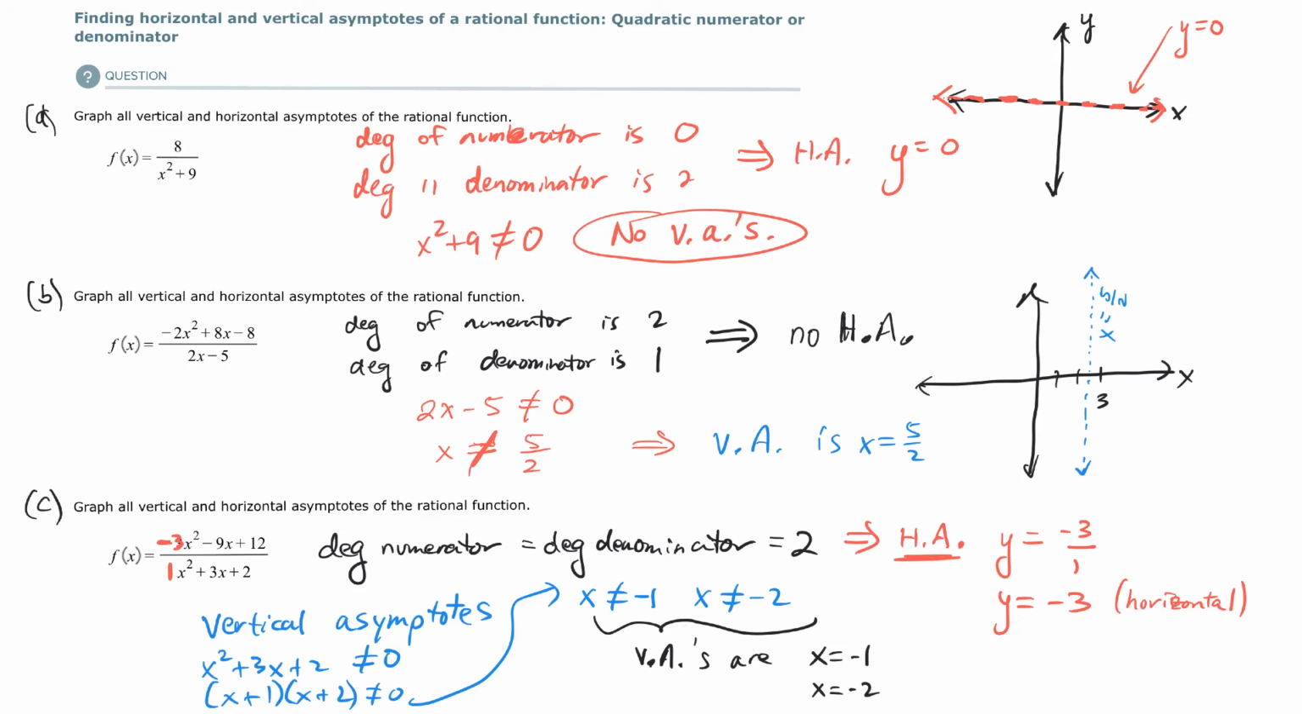Why don't I circle my answers? We got no horizontal asymptote in example B, and we have a vertical asymptote in example B. We have 2 vertical asymptotes in example C, and we have 1 horizontal asymptote in example C. There we go.